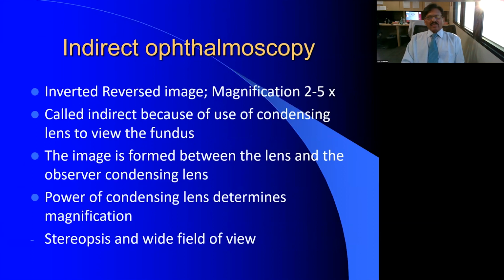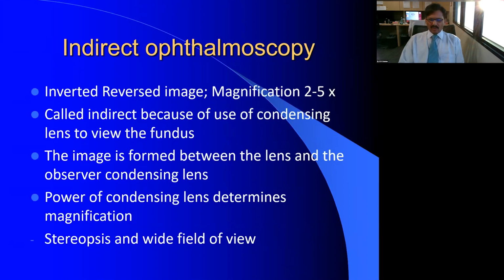So what are the advantages and disadvantages, and how do we perform indirect ophthalmoscopy? It produces an inverted reverse image. Magnification is 2 to 5, depending on the lens you use. For a 20 diopter lens, it is 3 times the magnification. It is called indirect because you're using a condensing lens in between. The image is formed between the lens and the observer, and the power of the condensing lens determines the magnification.